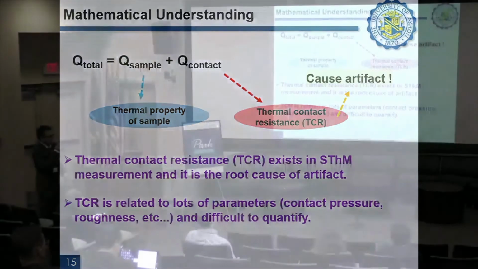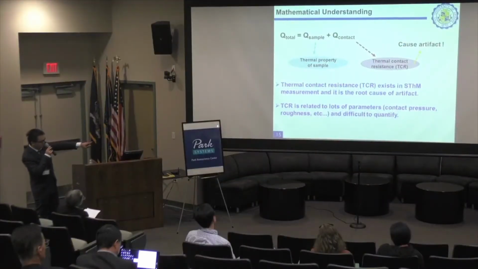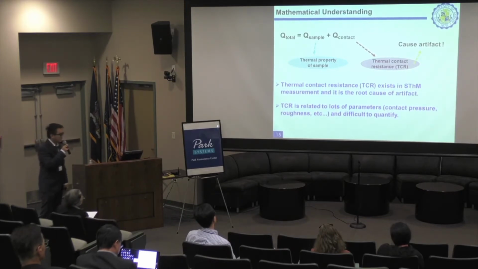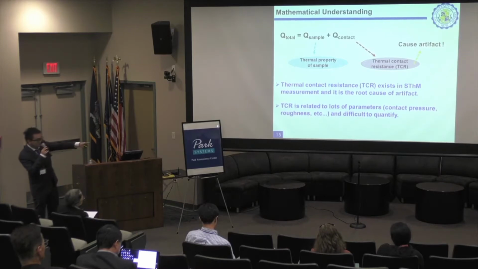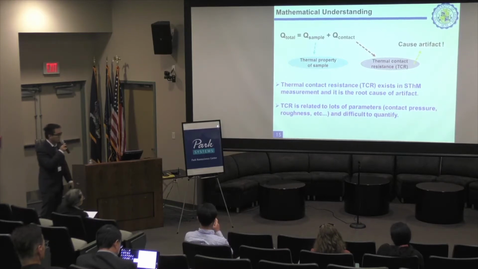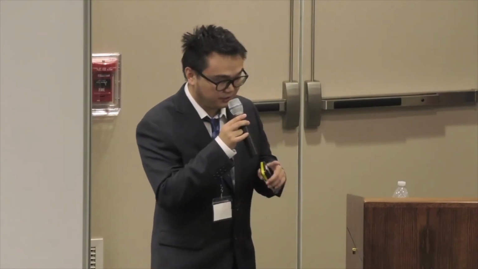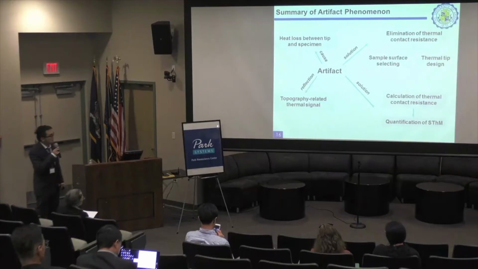So the problem is that the thermal contact resistance, TCR, exists in SThM measurement, and it is the root cause of the artifacts. And this TCR is related to lots of parameters like the contact pressure, roughness, and so on, like we introduced in the previous model. And it is very difficult to quantify, barely at different materials like polymers or some hard materials. It's difficult.